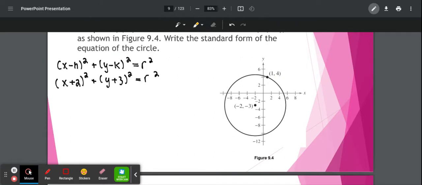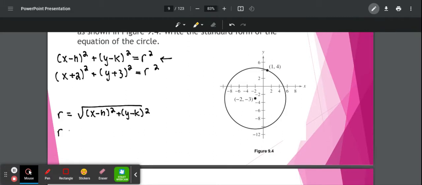So if we use the distance formula to find the radius, remember that radius equals the square root of x minus h squared plus y minus k squared, which if you notice is really just this formula right here that you take the square root of. And so here, because we need to solve for r, the x and the y we're going to use is going to come from the point (1, 4).